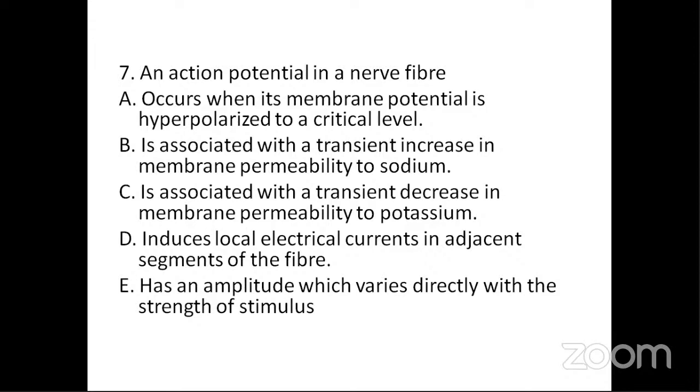An action potential in a nerve fiber is associated with a transient decrease in the membrane permeability to potassium. It is false again. Permeability to potassium increases and the resulting K plus efflux, that is potassium efflux, contributes to membrane repolarization. An action potential in a nerve induces local electrical currents in adjacent segments of the fiber. True. This depolarizes the adjacent axon and leads to propagation of the impulse.